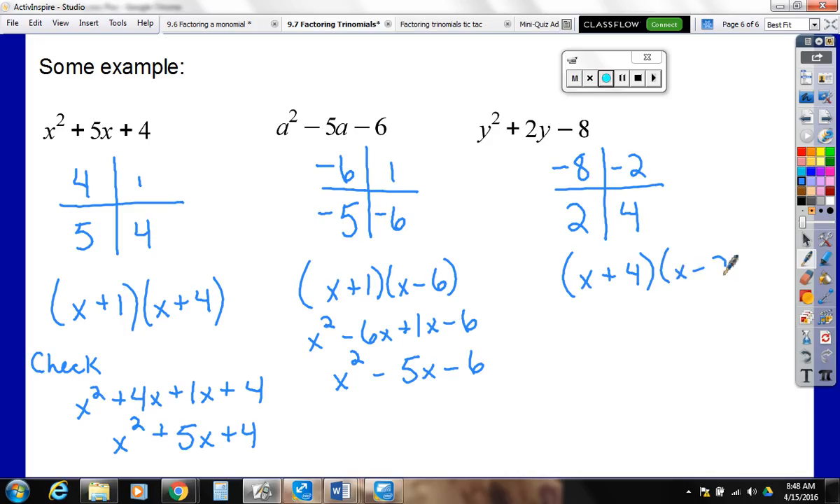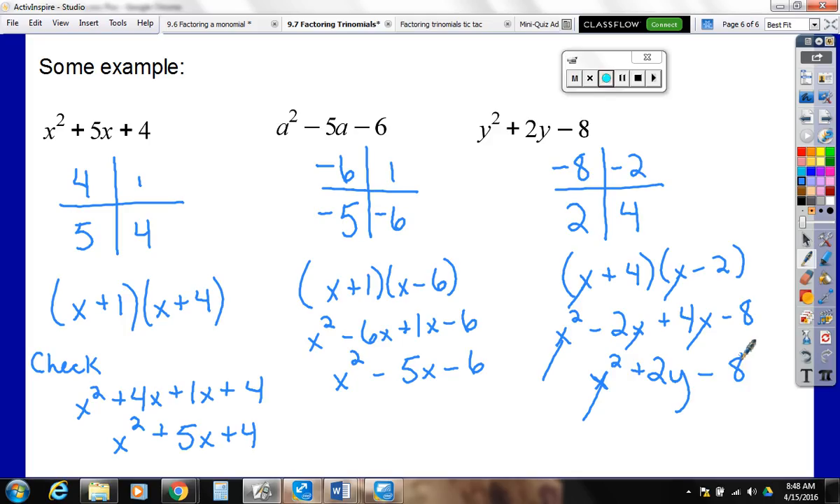Good. And checking, we have x squared minus 2x plus 4x minus 8 is x squared... We'll just make these all longer. Y squared plus 2y minus 8. I should have just made these all with x. I can't remember if they have all x's on your homework or not. Okay, any questions?